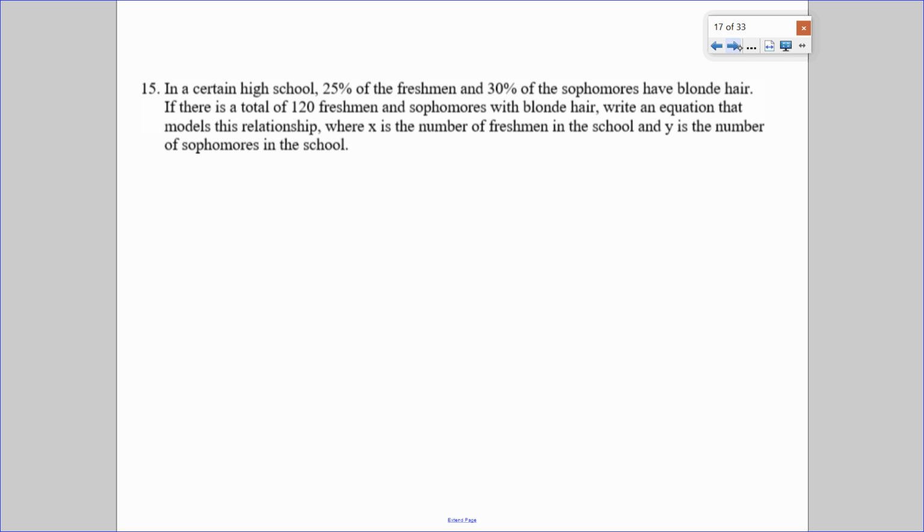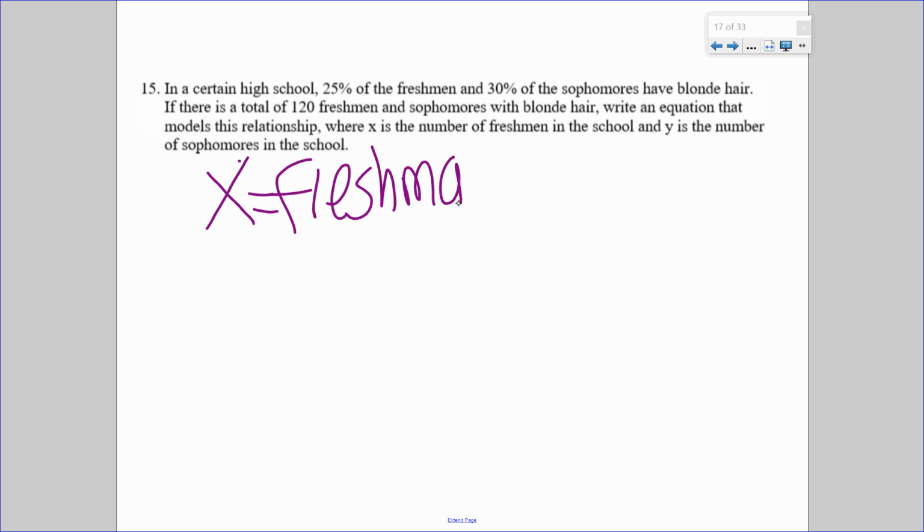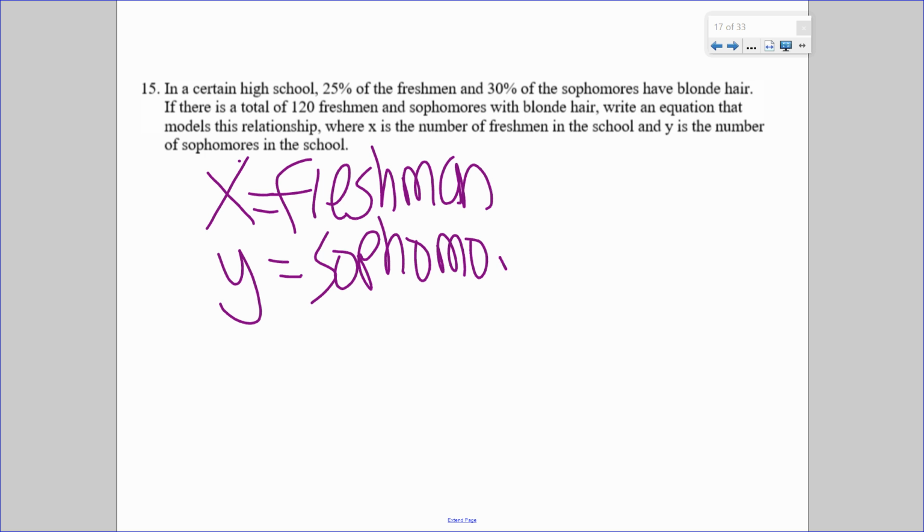Okay. In a certain high school, 25% of the freshmen and 30% of the sophomores have blonde hair. There's a total of 120 freshmen and sophomores with blonde hair. Write an equation that models this relationship where x is the number of freshmen. So x is freshmen, y is the sophomores. So this is how many people have blonde hair.